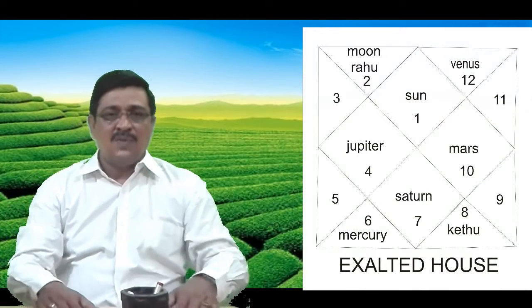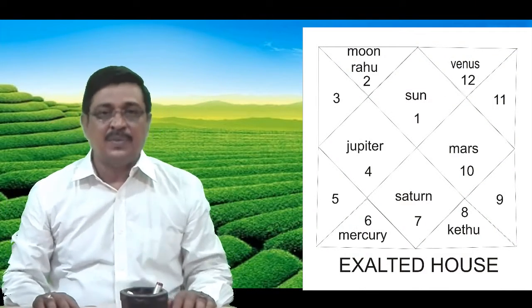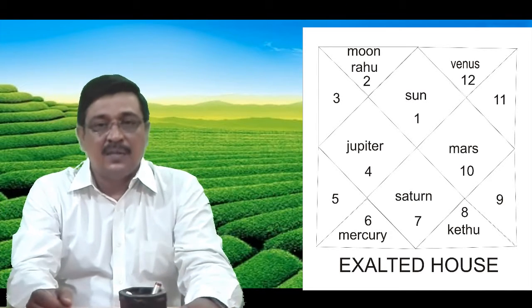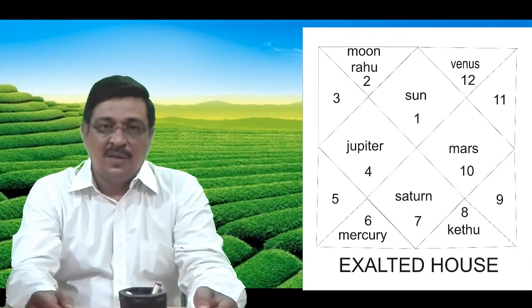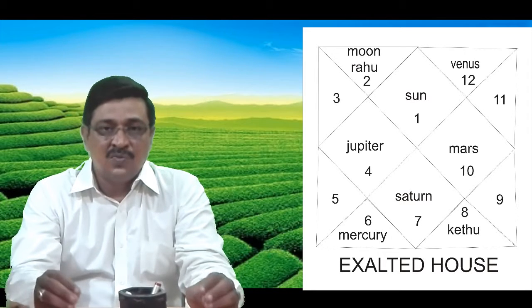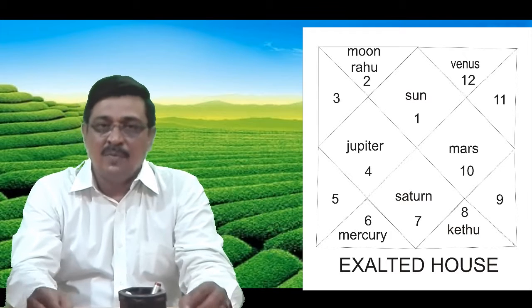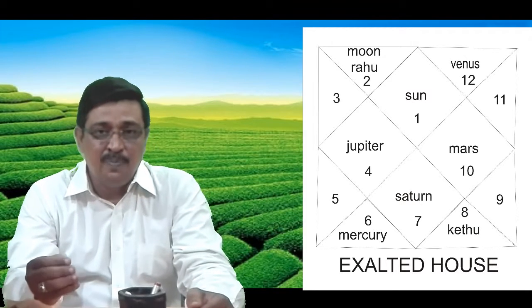Okay, as we have seen that the ruler has 80 percentage of power, then what is the percentage of this exalted planet? We can say 90 percentage. If any planet is situated in an exalted house, then the planet is getting almost 90 percentage of the power. So which can do better than this ruling house.